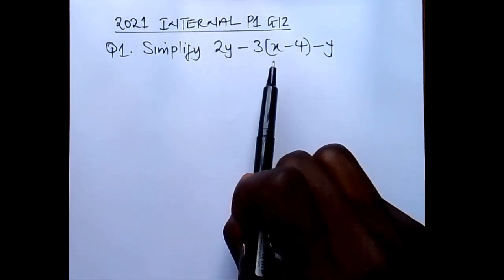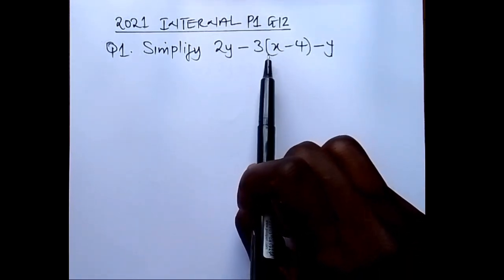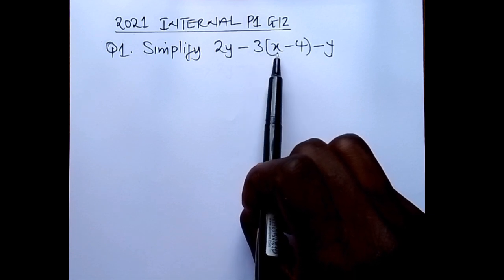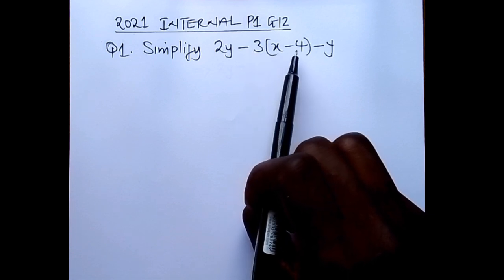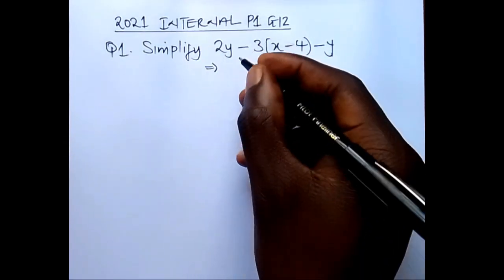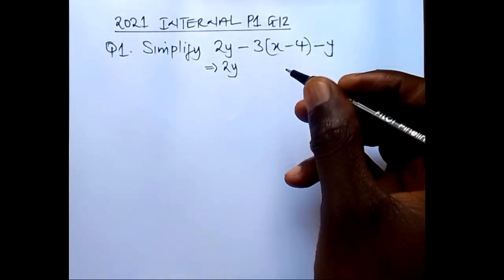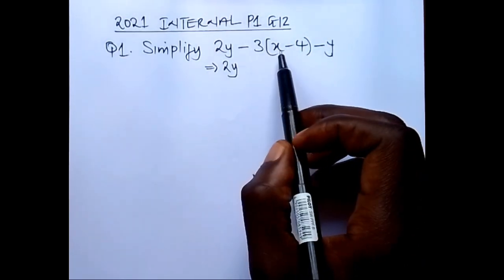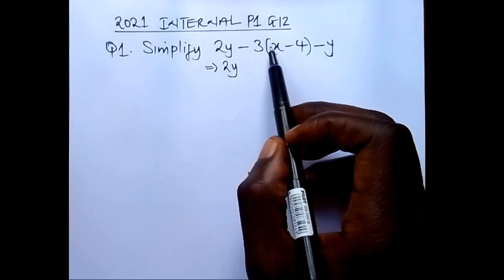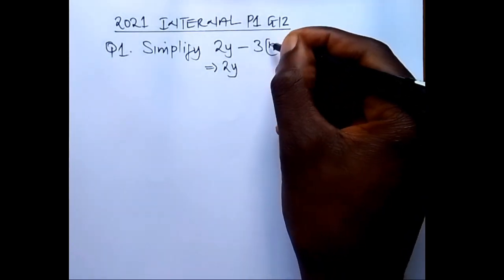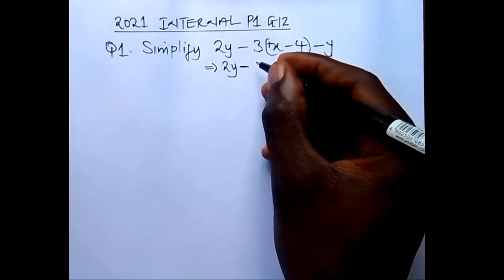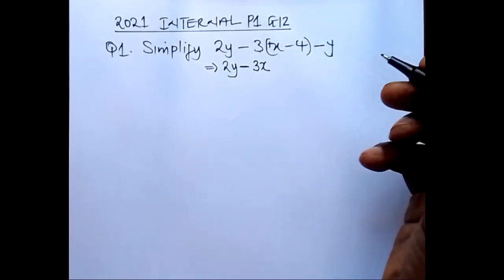So to work out this question, what we're going to deal with first is working out brackets. Negative 3 is multiplying with x. Negative 3 again is multiplying with the negative 4. So first of all, we maintain 2y. Then we show the multiplication of negative 3 and positive x. So negative times positive gives a negative. 3 times x gives 3x.